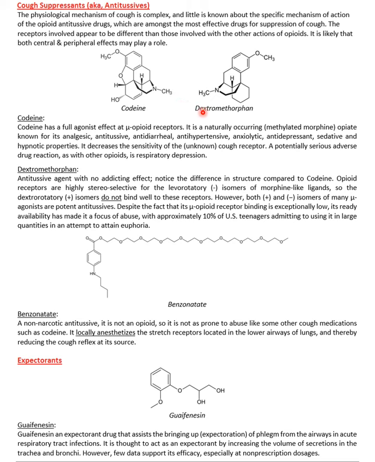What is more interesting is the fact that dextromethorphan is an isomer. It has two forms, one is the dextro and one is the levo. Apparently the levo form, which is the mirror image, is the one that binds to the mu opioid receptors and causes all this euphoria and addiction, while the dextro still binds to the mu opioid receptor, but with much lower potency.